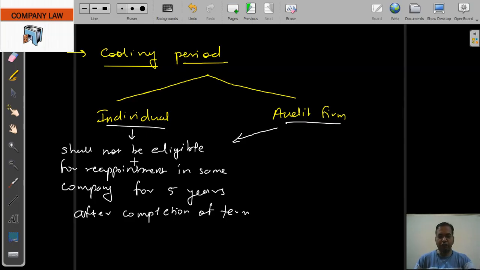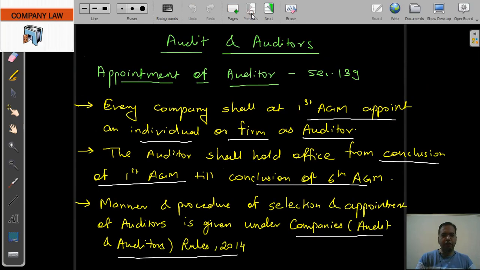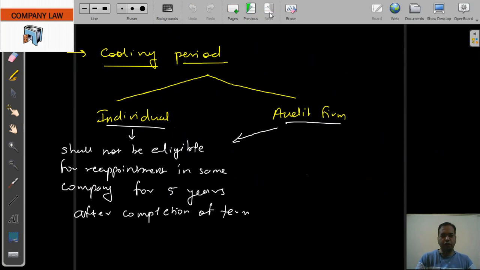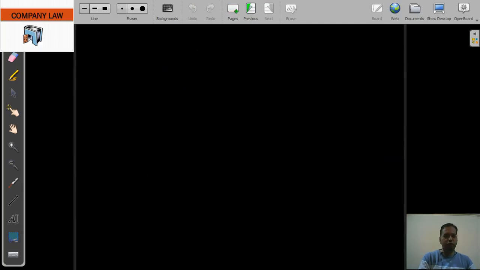What is a transitional period? Every company existing on or before the commencement was given a transition. So this is with regards to the term of the auditor. We have completed appointment of the auditor, term of the auditor, and the cooling period also we have understood. Now we'll talk about provisions relating to rotation of auditor.